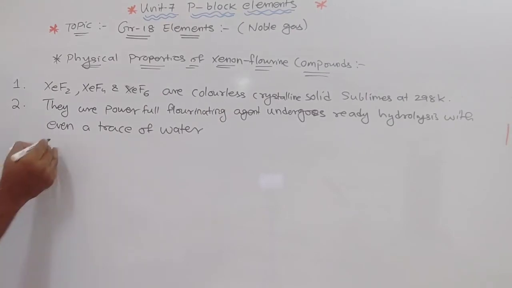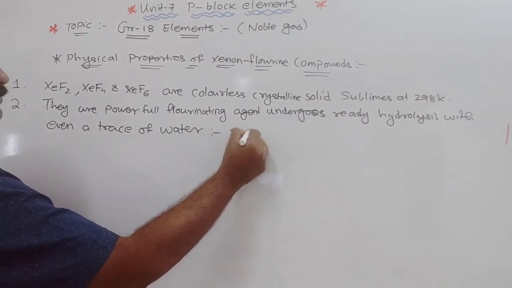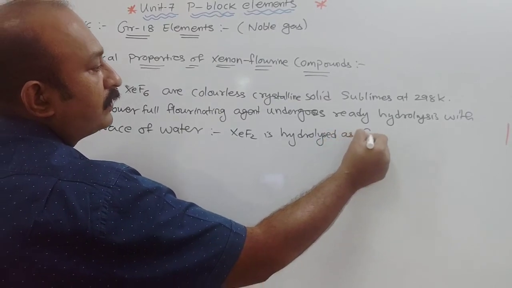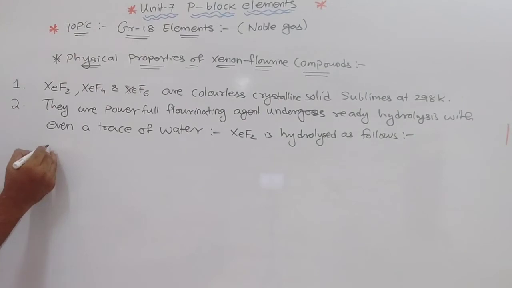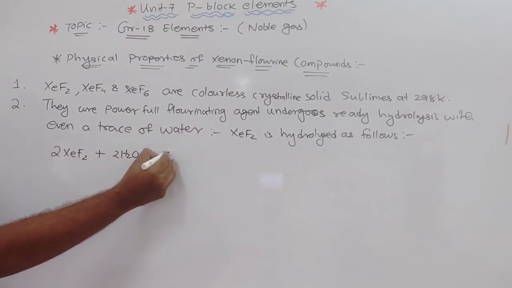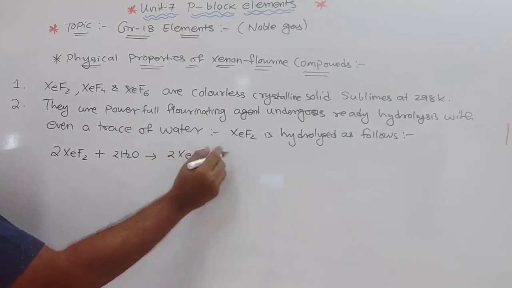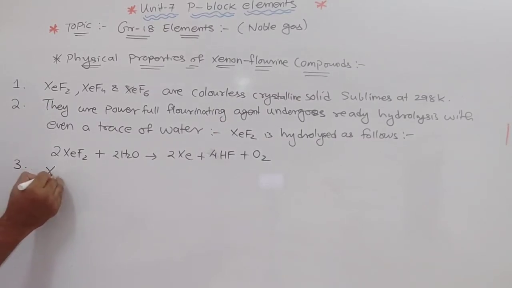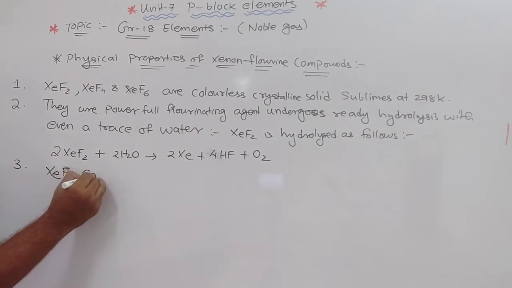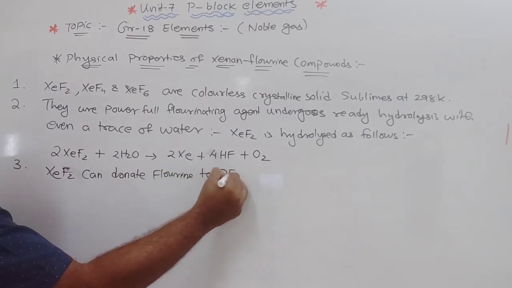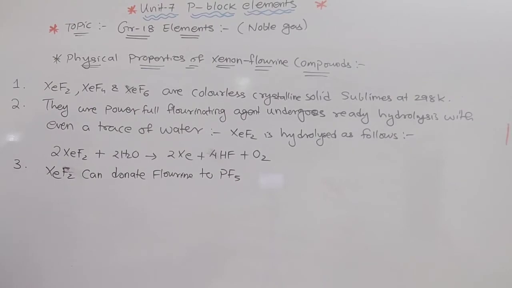Now for that it is given: XeF2 is hydrolyzed as follows. Clear? So one equation we will write here, so it will be easy for you to understand. 2XeF2 plus 2H2O gives you 2Xe plus 4HF plus O2. So this is the property, fluorinating agent. Then XeF2 can donate fluorine to phosphorus pentafluoride, PF5, as follows.